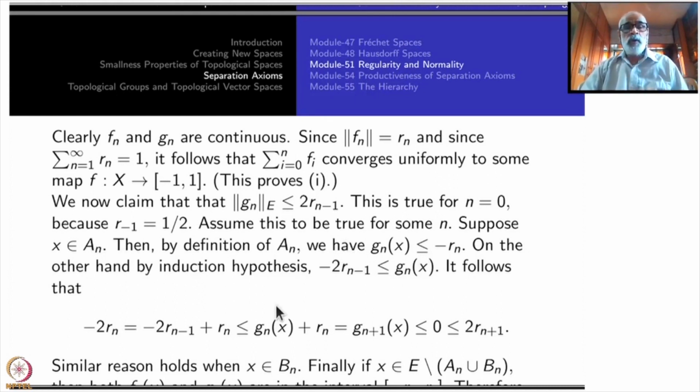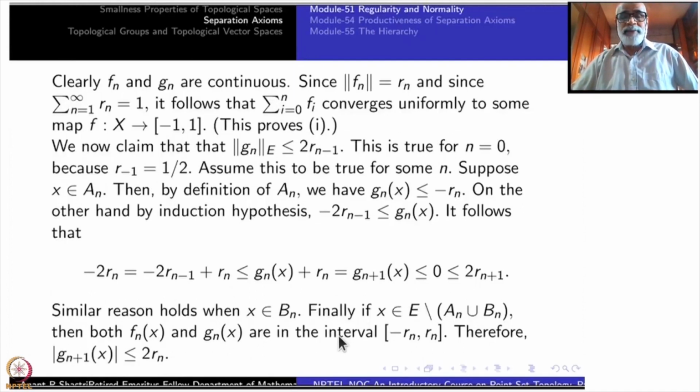right? So adding Rn. So what I get is minus 2 Rn, which you can verify is the same thing as minus 2 Rn minus 1 plus Rn, that is less than or equal to Gn of x plus Rn, but this is the same thing as Gn plus 1 of x now, because plus Rn is the same thing as minus Fn. Okay, so Gn is less than or equal to minus Rn here, Rn plus Rn is less than or equal to 0, and 0 is definitely less than twice Rn plus 1. Okay, exactly a similar reason, not exactly the same reason.